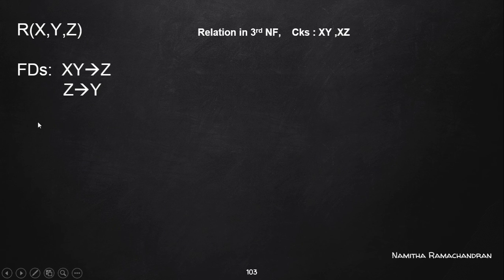But consider the other dependency. Z derives Y. But this Z is not a super key here. So this one violates the condition for this relation to be in BCNF. We need to decompose it like this. This one violates the condition, so put these two together in a child relation. If we know the value of Z, we can uniquely identify different Y values. And in the other relation, we need to collect all other attributes of the relation without violating the BCNF condition.